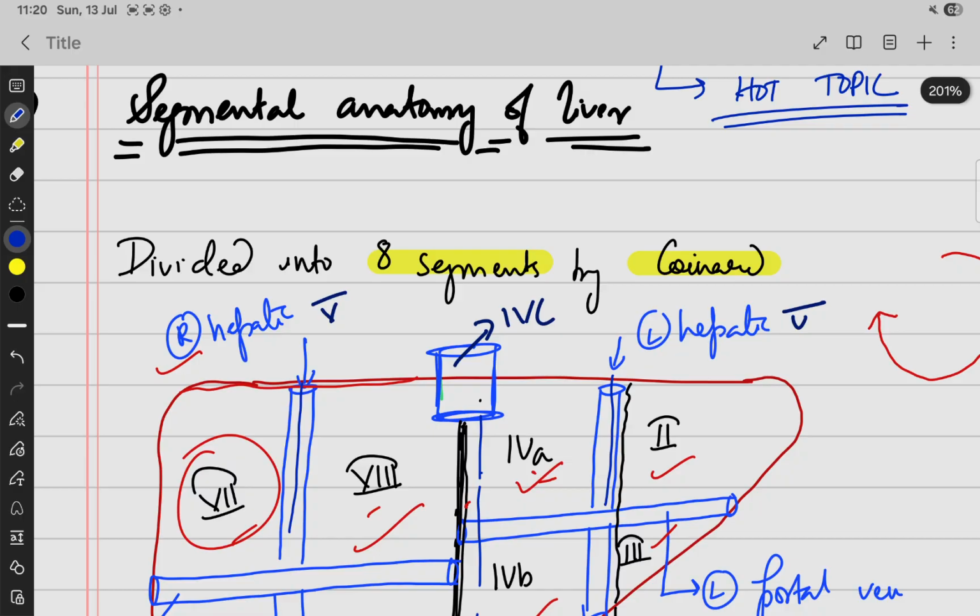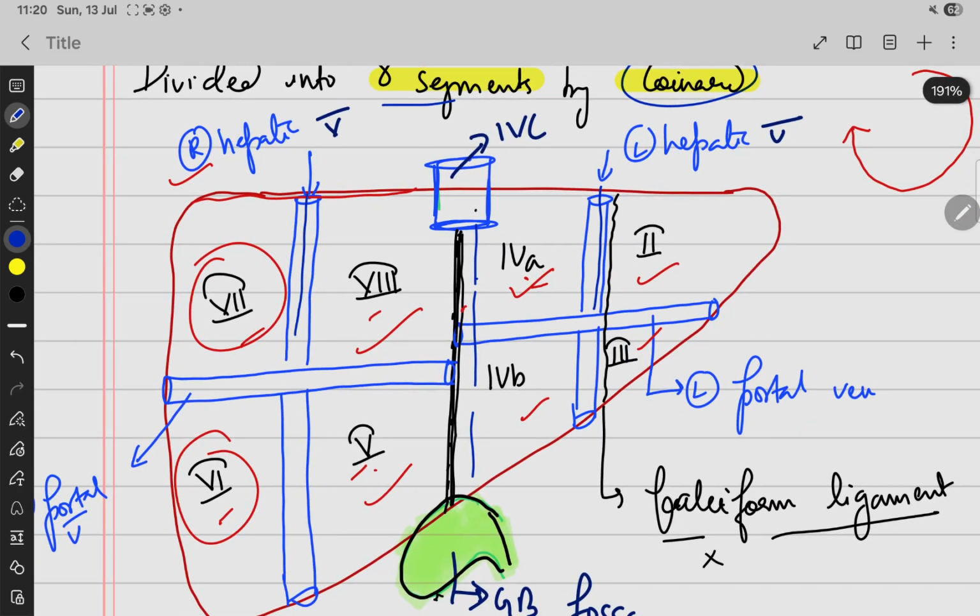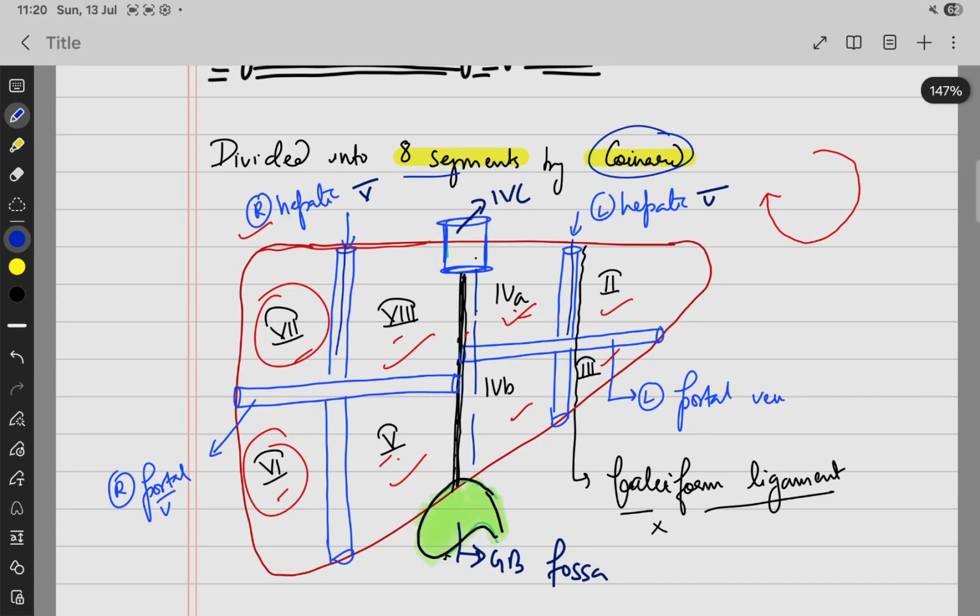So, segmental anatomy of the liver. The liver is divided into 8 segments as given by Couinaud. There is a very big misconception that the liver is divided into right and left lobe by the falciform ligament, but no. The liver is divided into right lobe and left lobe with the help of Cantlie's line. Now what is Cantlie's line? Cantlie's line is an imaginary line drawn between the gallbladder fossa and the IVC. This Cantlie's line divides the liver into right lobe and left lobe.